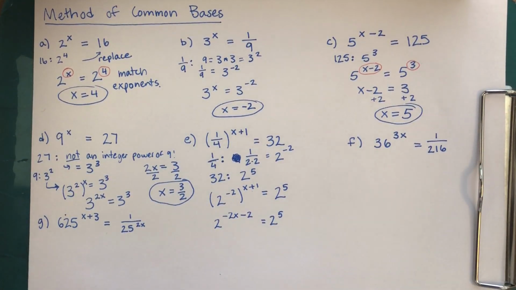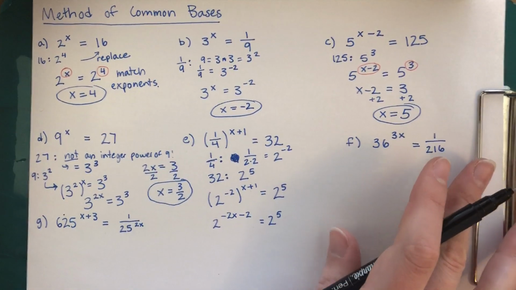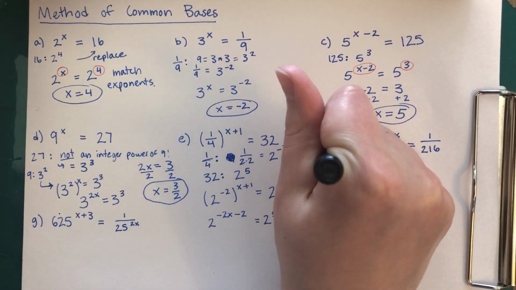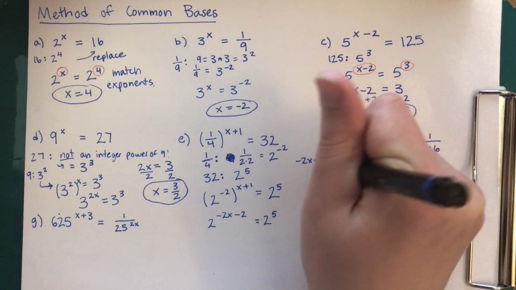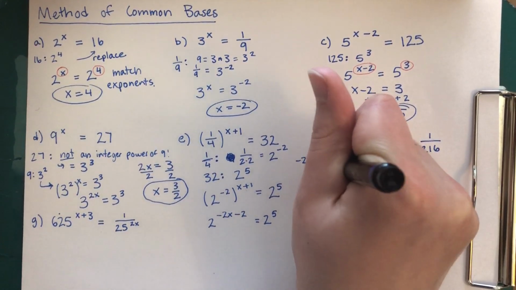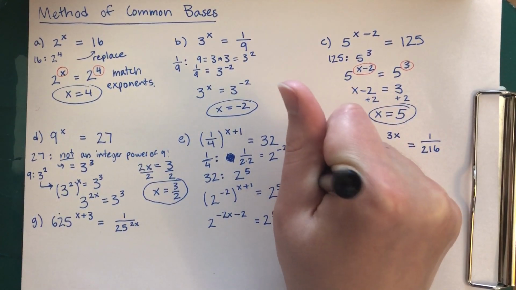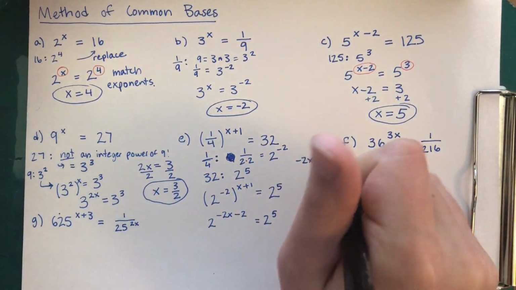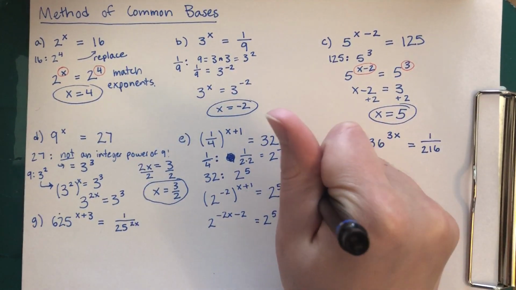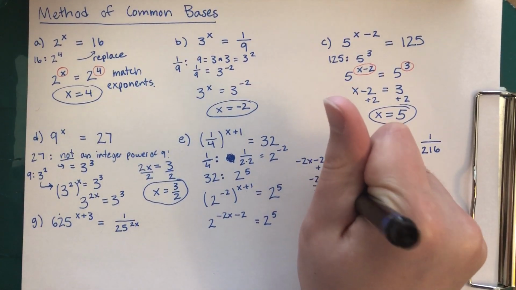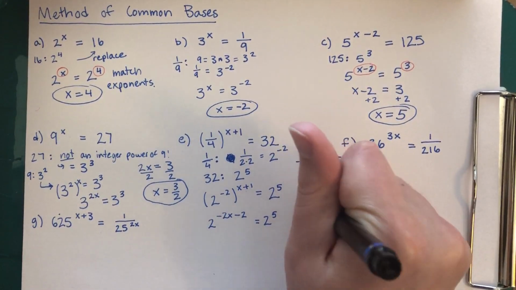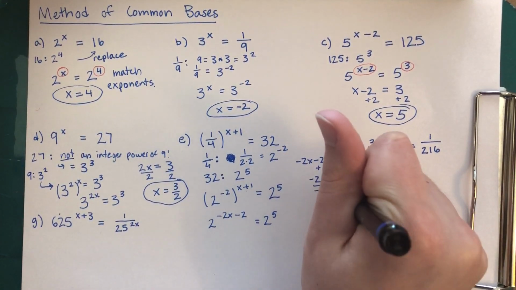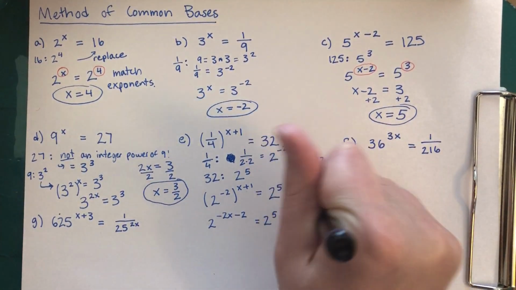All right, so now we're ready to match the exponents. Negative 2x minus 2 equals 5. Let's add 2. Negative 2x equals 7. And then I can divide both sides by negative 2, and I'll get x equals negative 7 over 2 as my final answer.